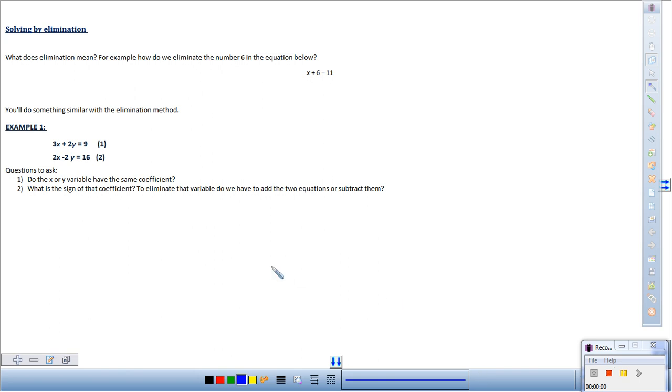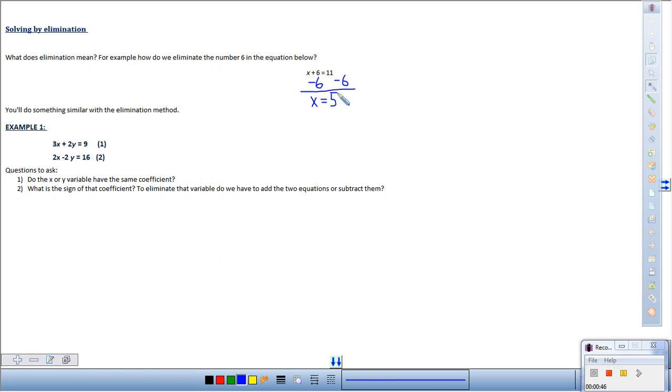Well, in order to eliminate number 6 and isolate that x variable, I would have to subtract number 6 from the left-hand side. But whenever I subtract on the left-hand side, I have to do the same thing on the right-hand side. So I'm going to subtract number 6 on the left-hand side, and I'm going to subtract number 6 on the right-hand side. So what am I left with? On the left-hand side, I'm going to have x, which is now isolated, equals 5. And now we have eliminated the number and solved for the one variable in our equation.